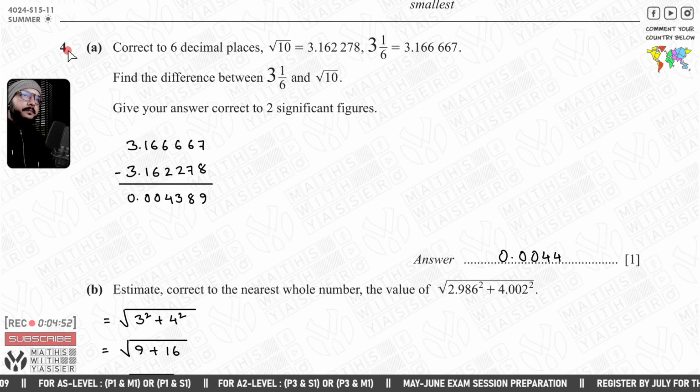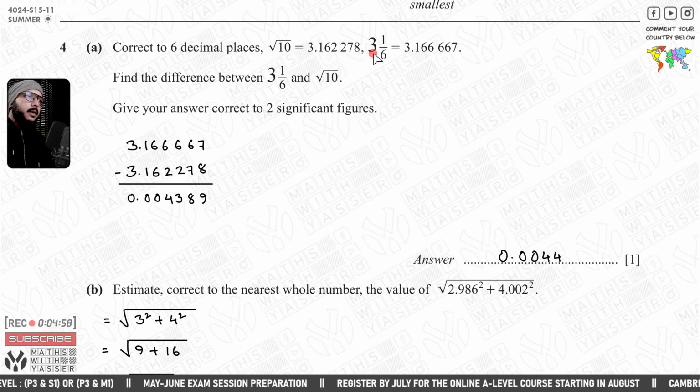Question number 4. Correct to 6 decimal places, it is given that square root of 10 is this, and 3 1 over 6 is this. We need to find the difference between these two numbers. So since they have stated difference, that means we need to subtract.